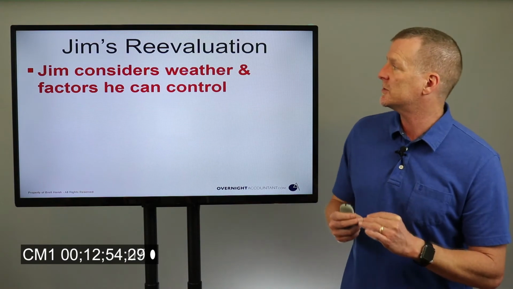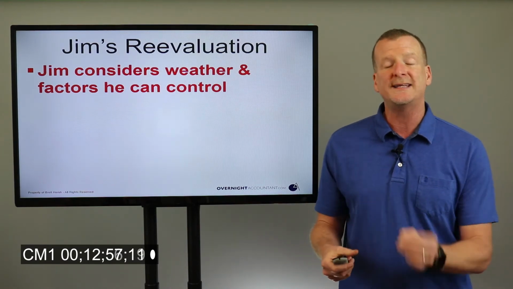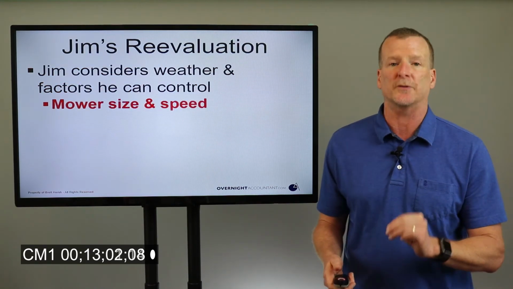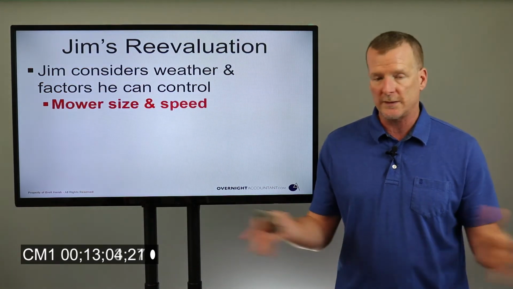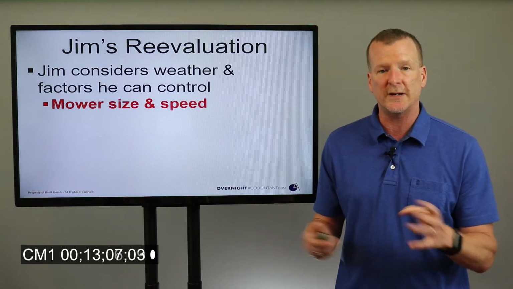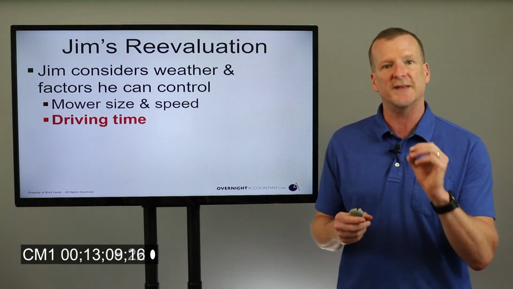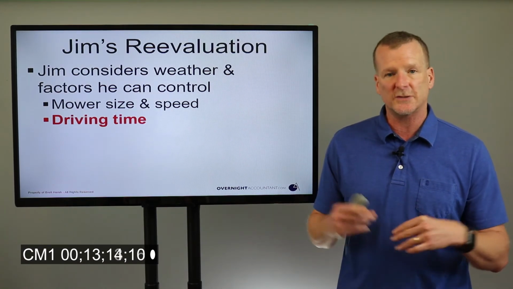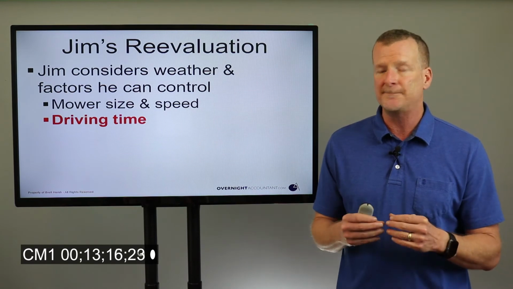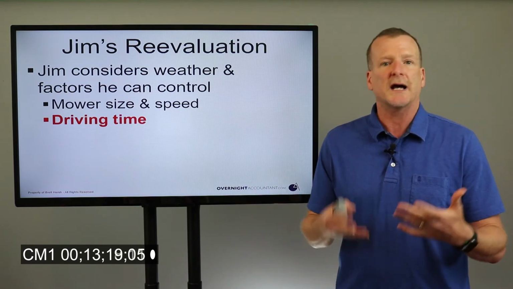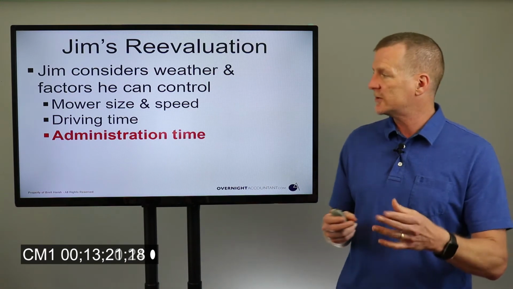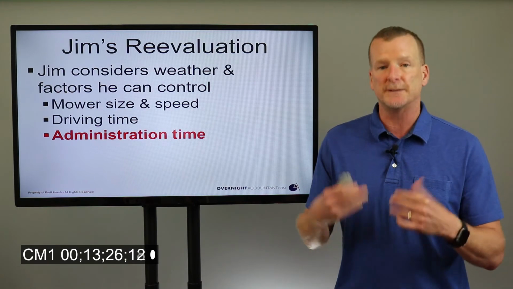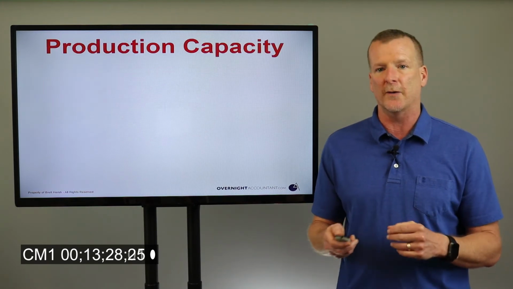All right, so Jimmy considers the weather and factors he can control. He can't control the weather, but he can control other factors. He can control his mower, for example, the size and speed of the mower. The faster the mower, the wider the deck, the more lawns he can mow, the more acres he can mow, the more dollars he can generate within a given period of time. He looks at his driving time between jobs. The more jobs he has that are packed close together, the less driving time, the more time he can mow. Another way to say it, administrative time: he can form streamlined systems and maybe hire some of that administrative work out. He can spend more time on the lawnmower, behind the wheel of a lawnmower.